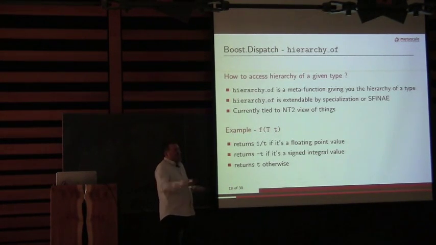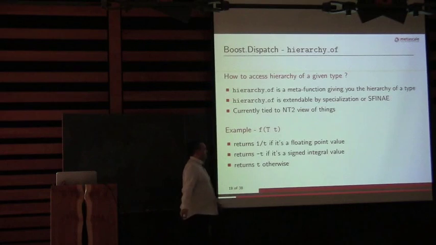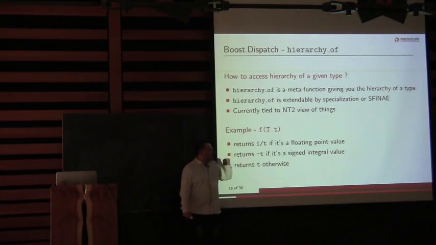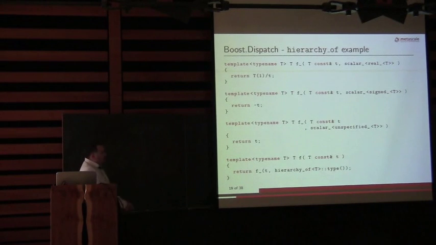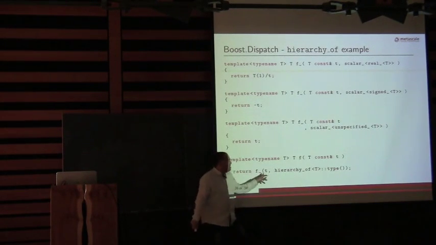Well, basically the same way we would have worked if we had written the tag dispatching by hand. Let's say we have a function f of t that returns the inverse of t if it's a floating point value. If it's a signed integral value, we just return the opposite. If not, we just return t. So you have this at the top, which is your main function. It takes t as parameter, and you just call f underscore t with the hierarchy of t.